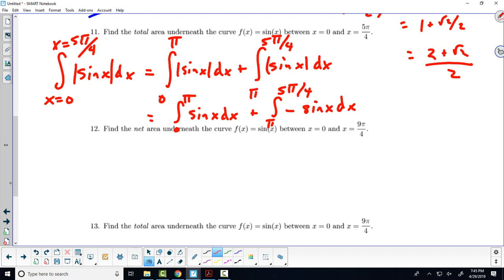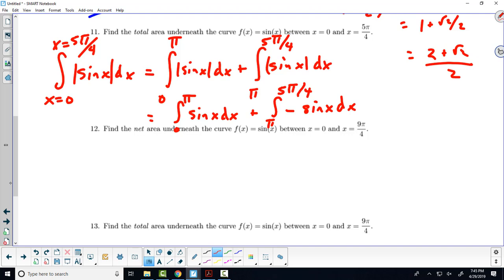Okay? So what I've learned to do is just break up the function where it crosses the axis. If it ever dips below the axis, I just stick a negative sign in front of it to change the sign on it. Okay? You're welcome to do that however you wish. But that's the way that makes the most sense to me. Okay? All right. Let's go.